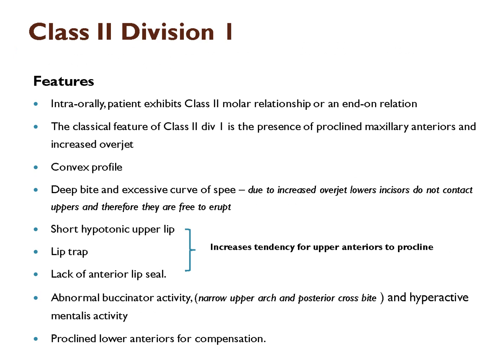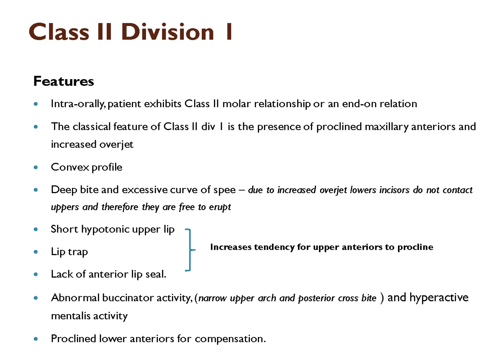Now a class 2 division 1. All of you know that the class 2 malocclusion has two subdivisions, class 2 division 1 and class 2 division 2, and also subdivision malocclusion, right? So a class 2 division 1, the classic feature would be proclination, as you all know. Intraorally the patient exhibits a class 2 molar relation or an end-on relation. The classical feature of class 2 div 1 is the presence of proclined maxillary anteriors and increased overjet. The patient might have a convex profile, deep bite and excessive curve of Spee.